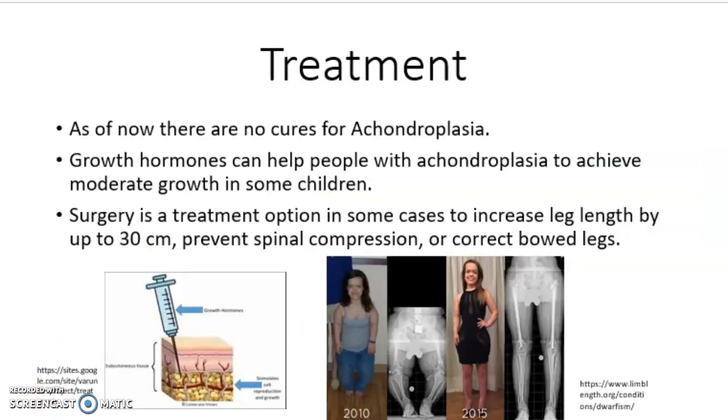Treatment. As of now, there are no cures for achondroplasia. Growth hormones can help people with achondroplasia to achieve moderate growth in some children, as seen in the pictures. Surgery is a treatment option in some cases to increase leg length by up to 30 centimeters to prevent spinal compression or correct bowed legs. These treatments, although they're not very big, can improve the patients' lives.